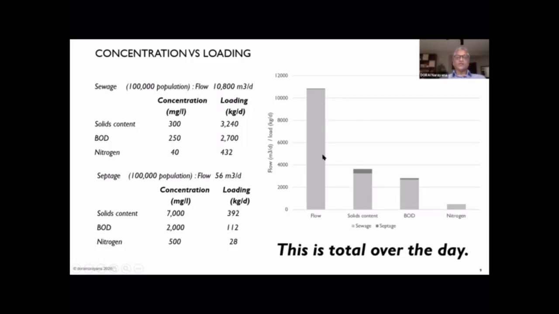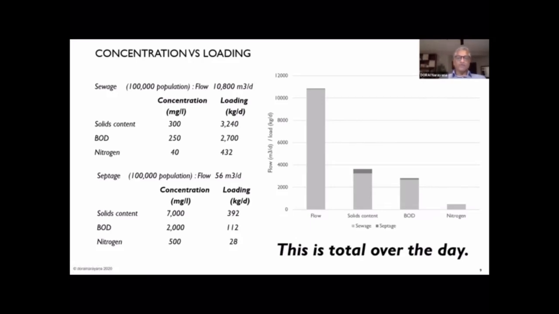So this is what it looks like. So flow, the small black thing up here is the additional flow due to the septage addition. Here the solids content is a small black proportion. It is now already becoming a little significant compared to the flow, BOD and nitrogen. So this is what happens on a daily basis. So this is the daily load we're talking about.